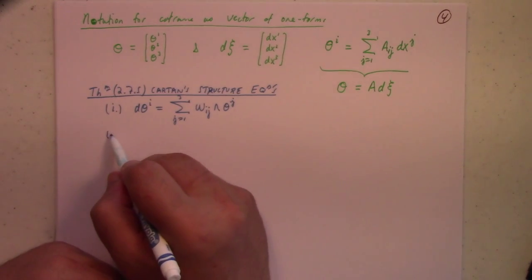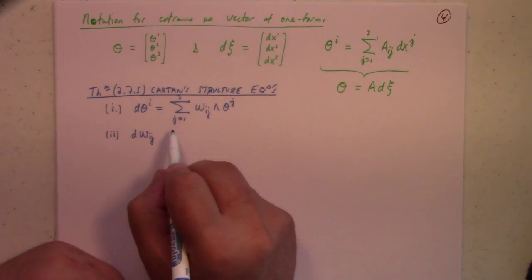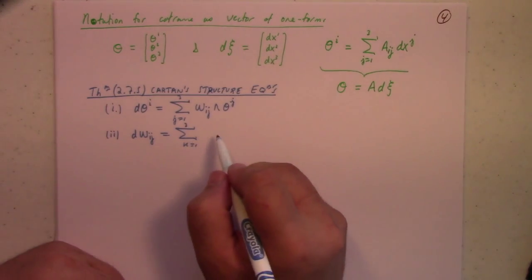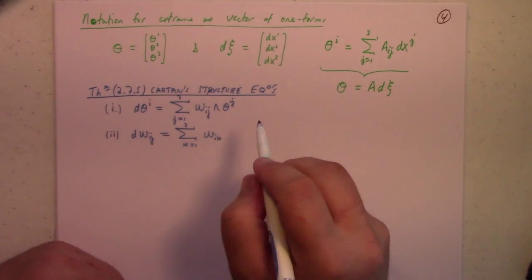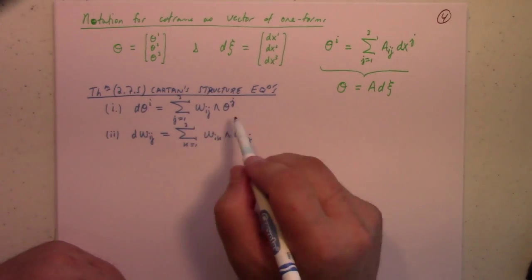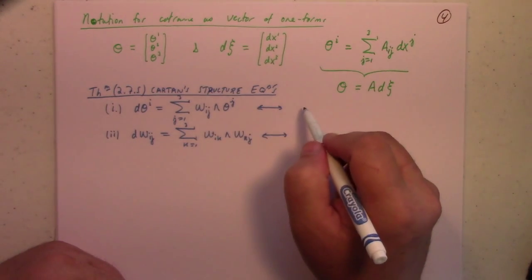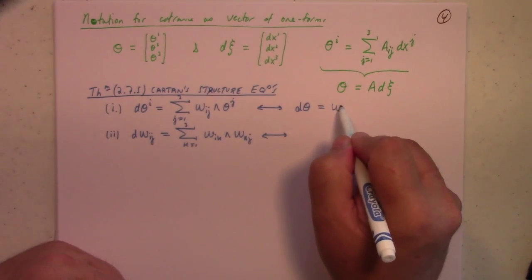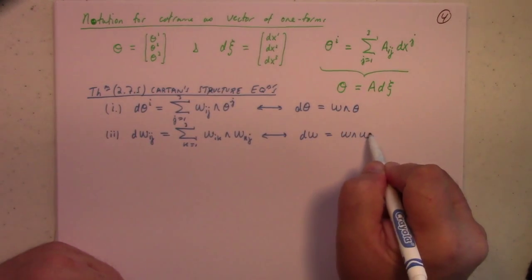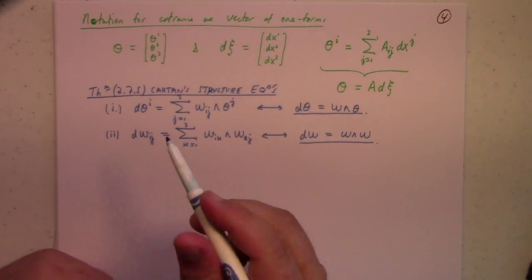And 2, the exterior derivative of the connection form, d omega ij, is equal to a sum over k equals 1 to 3 of omega ik wedge omega kj, right? Now, of course, we could express this in terms of the above notation as what? This is just d theta is equal to omega wedge theta, and this is just d omega is equal to omega wedge omega, in the notation. So let's prove it.